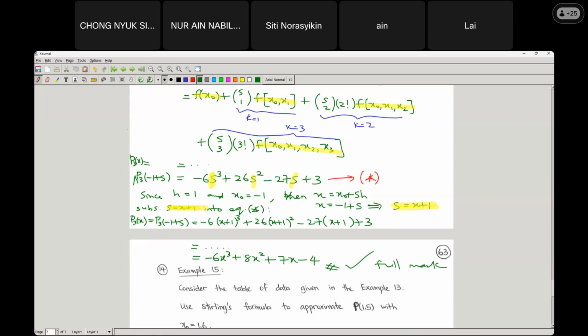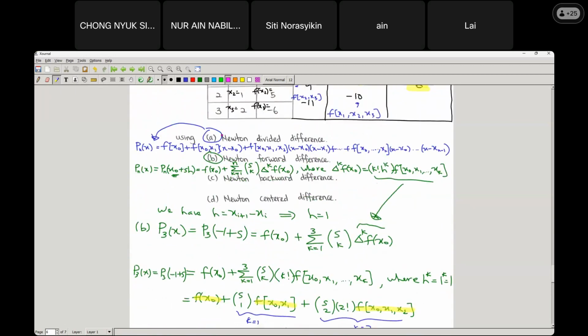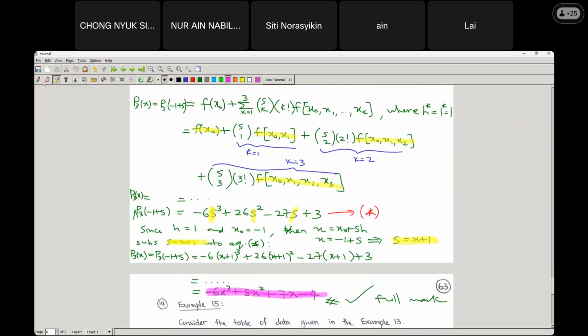What is the similarity, if you notice? This answer is similar to the Newton divided difference final answer. You can check it out. They are similar. Now, any questions so far?